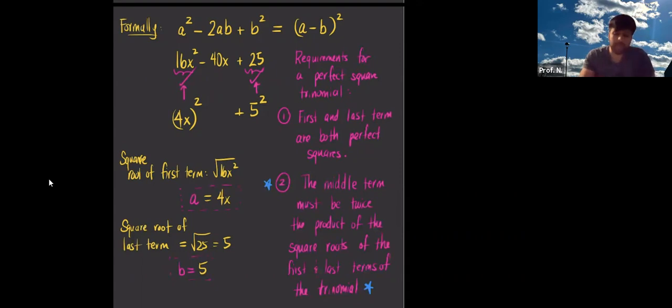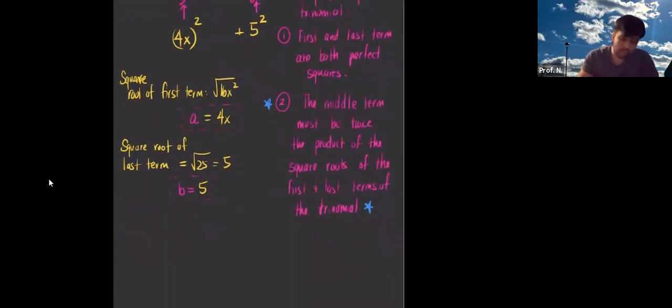Now that middle term, what do we say? That middle term here, 40x, has to be twice the product of a and b. So you have to check. If I do 2ab, what do I get? I get 2 multiplied by 4x multiplied by 5. The question is, is this 40x? Well, 2 times 4 is 8, times 5 is 40. So this is 40x. Yes, this is true.